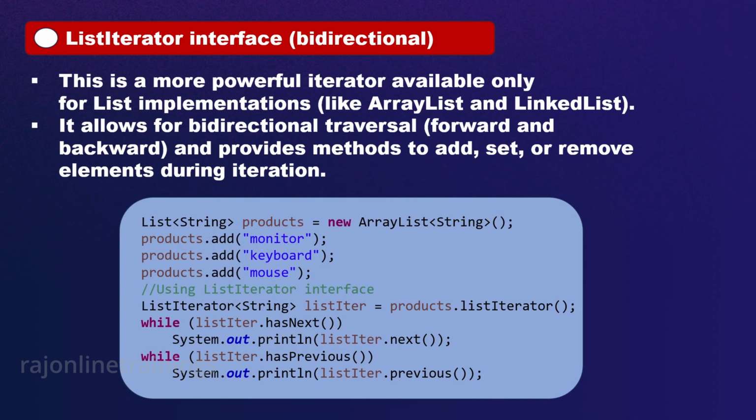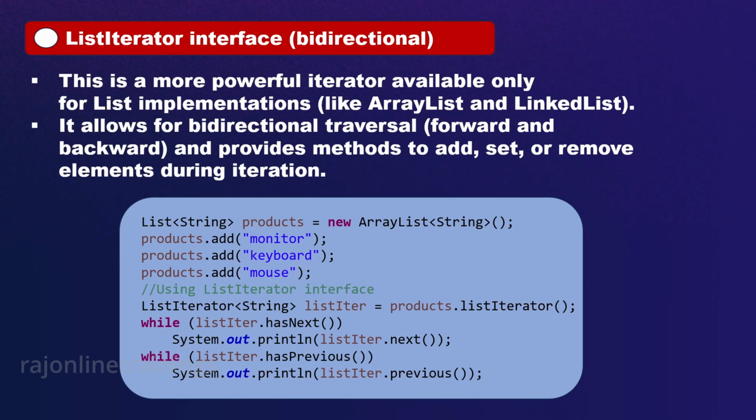For example, if you take the same example, a list of products where we are adding products like monitor, keyboard and mouse, let's see how to use ListIterator. ListIterator equal to products.listIterator. Now this ListIterator object is connected to the product list. Initially we are traversing in the forward direction. How to traverse forward? listItr.hasNext, then display the element with listItr.next.